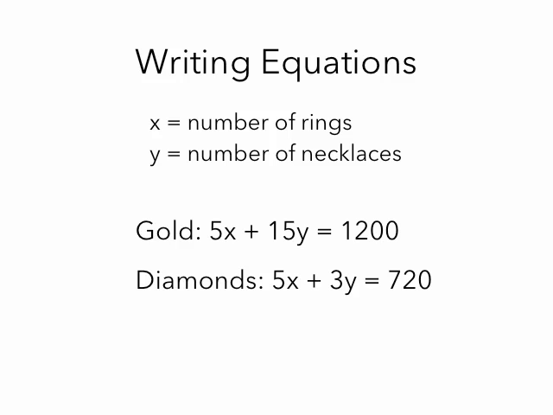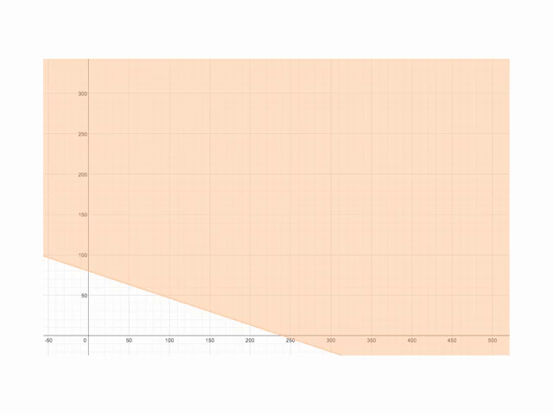First thing we did back in part 1 is we set some variables. We used X for the number of rings and Y for the necklaces because those were the only things that were not determined by the problem. We wrote 2 equations, one for the gold, one for the diamonds. We took those equations, we graphed them.